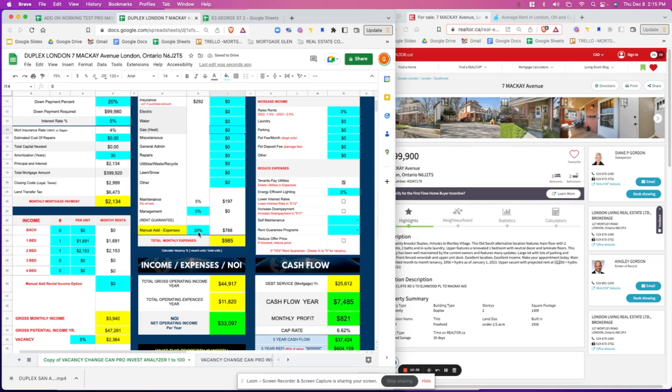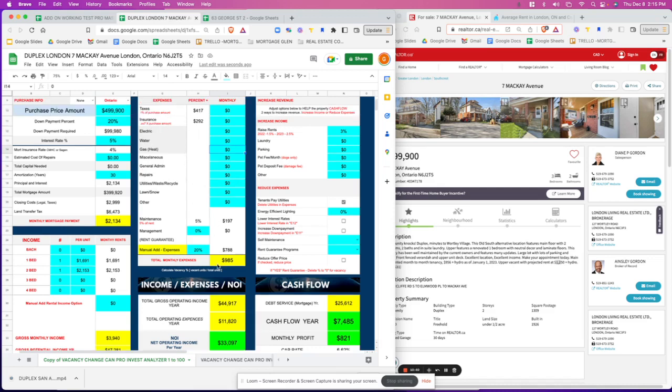But we are accounting for 20% overall expenses. Maybe we're paying for lawn and snow. We're paying for the water. Maybe we're paying for repairs, things like that. Insurance, taxes. That's some of the costs associated with the 20%, and we have a maintenance fee of 5%. Okay. Again, we're not going to manage it.